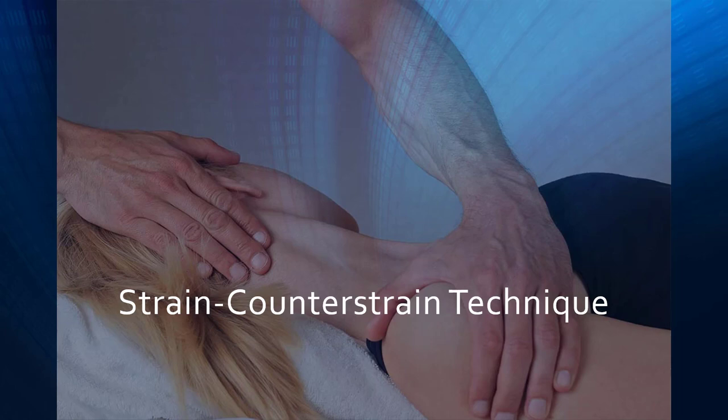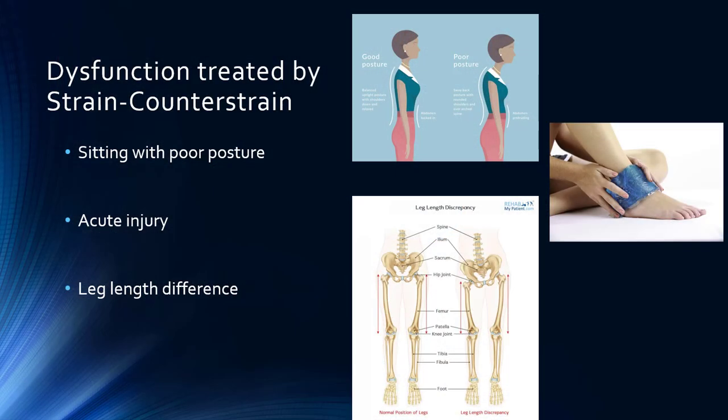Strain counterstrain is an approach to decreasing muscle tension and guarding that may be used to normalize muscle function. It is a passive technique that places the body in a position of greatest comfort, thereby relieving the patient's pain. Sources of dysfunction may include sitting in a poor posture for prolonged periods of time, acute injury, or even leg length differences.